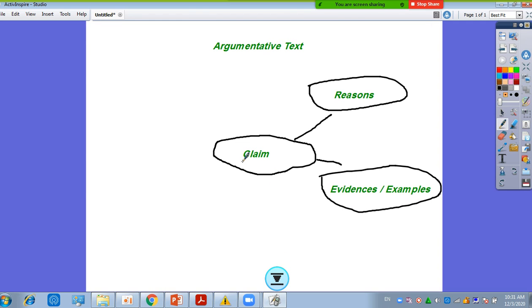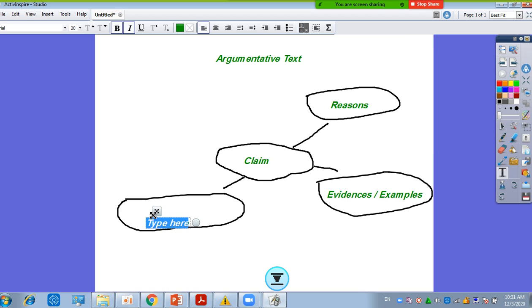Also, you have to introduce something called the counter claim. What is the counter claim? Counter claim is the opposing idea. What do you mean by opposing idea? The idea that is against you. The opposing idea.